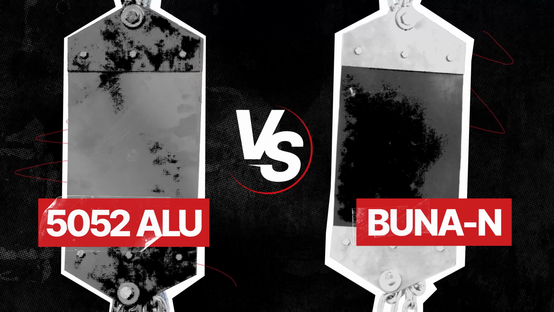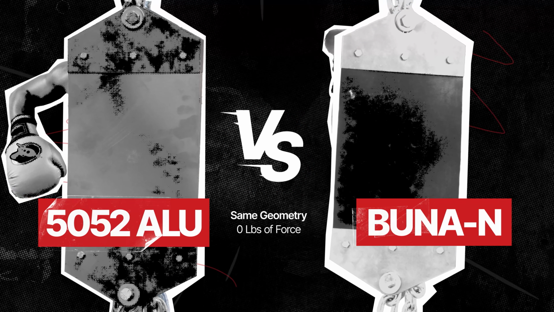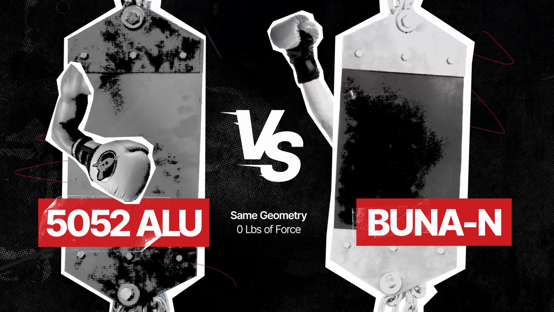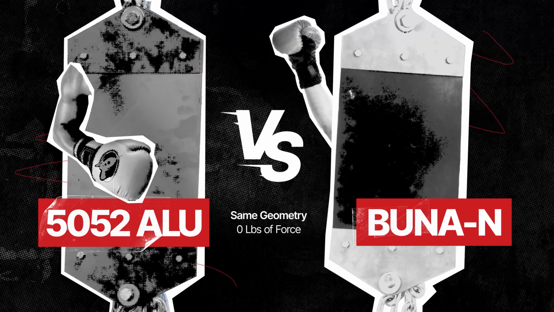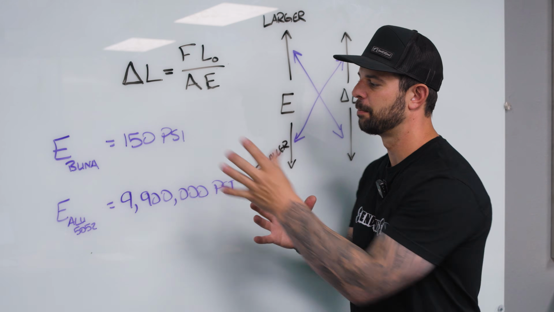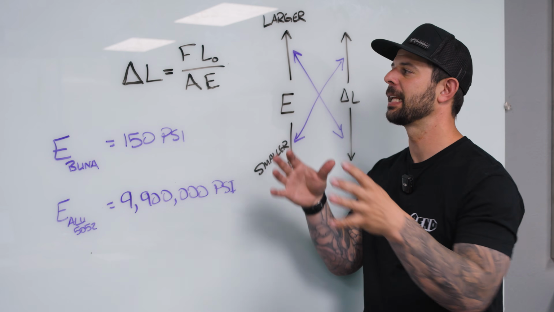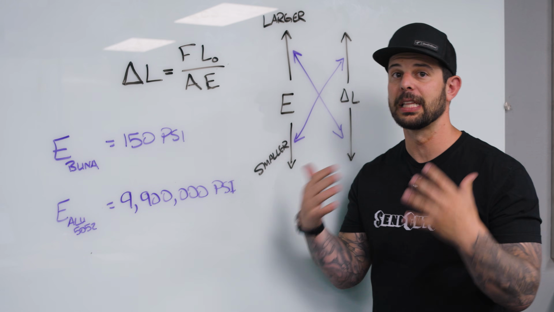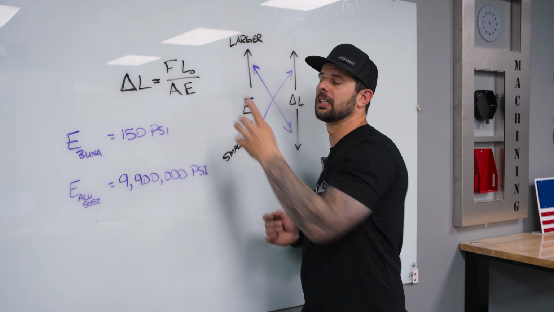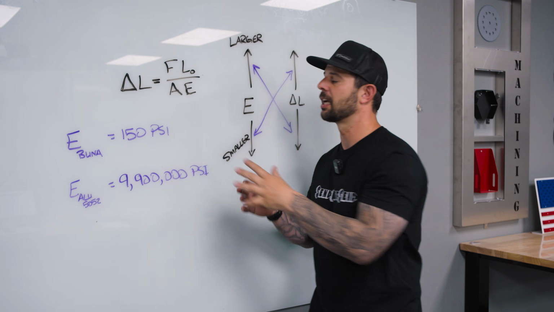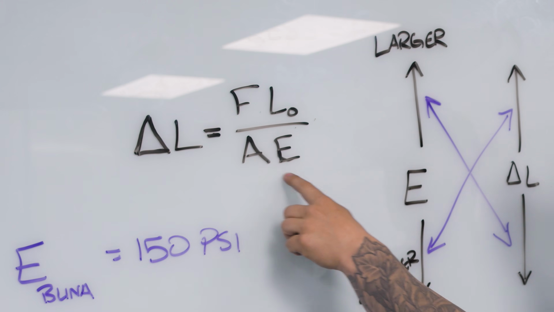For this material face-off, we have Buna N versus aluminum, the battle of elongation. Now, both competitors have the exact same starting dimensions, length, width, and thickness. The only difference is their material properties. If we look at these two examples, Buna and aluminum, and we see what's happening inside the equation, it becomes really clear why there's a difference. First of all, our force is the same, our original length is the same, the area is the same. What's different is our Young's modulus here.